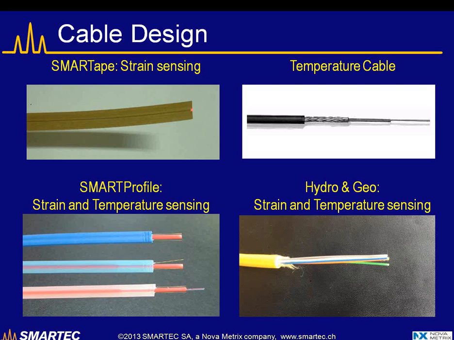On the top right, you can see a temperature cable. In this case, the fibers are free to move inside the cable, so they don't see any strain, and therefore they can measure temperature even when using Brillouin scattering.